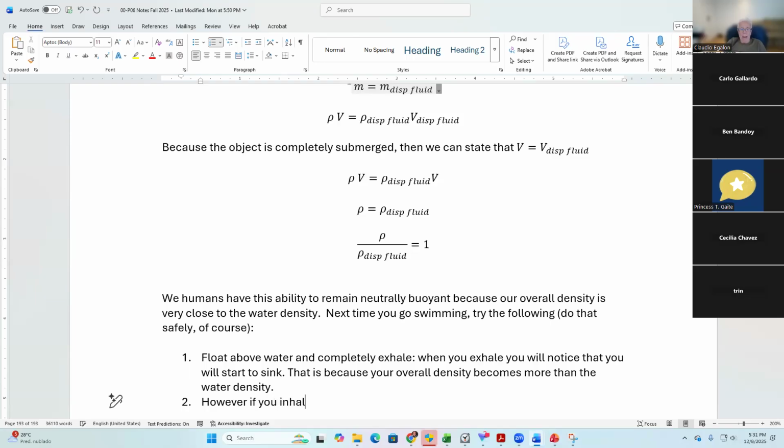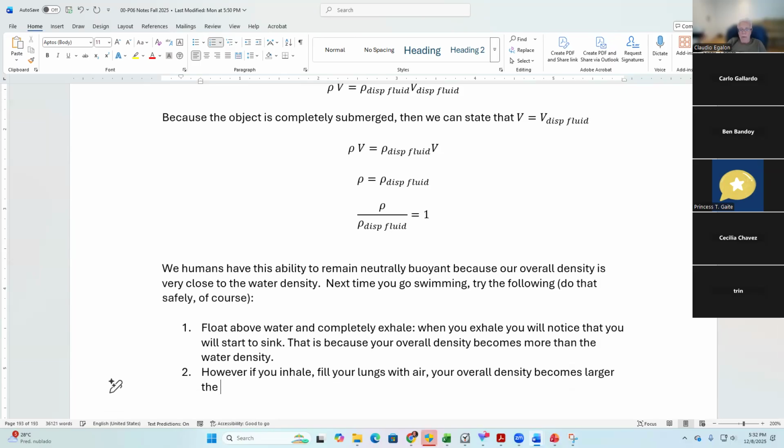However, if you inhale, fill your lungs with air, your overall density becomes smaller than the water density. And you will float, okay?